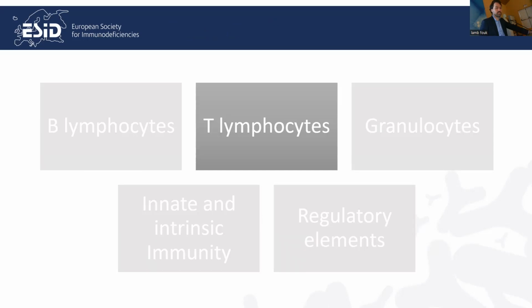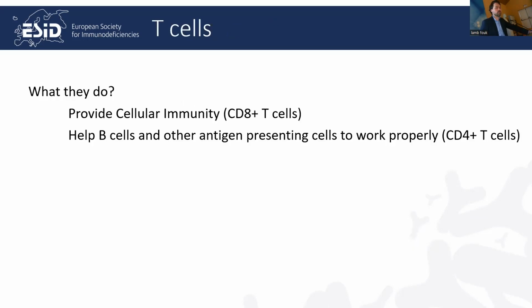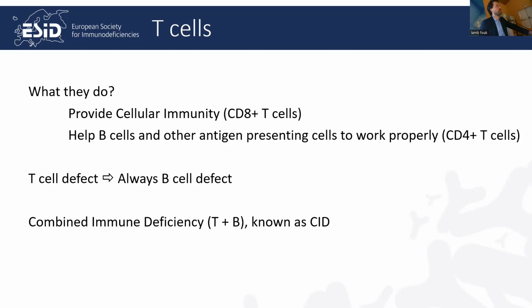Let's go to the T lymphocytes. What do they do? They provide cellular immunity, which is mostly the CD8 positive T cells, or help B cells and the other antigen-presenting cells to work properly. And this is the CD4 T cells, which are known as helper T cells. But as you see, there is the second line. When there is a T cell defect, there is always a B cell defect. And this is why we call it combined immune deficiency.